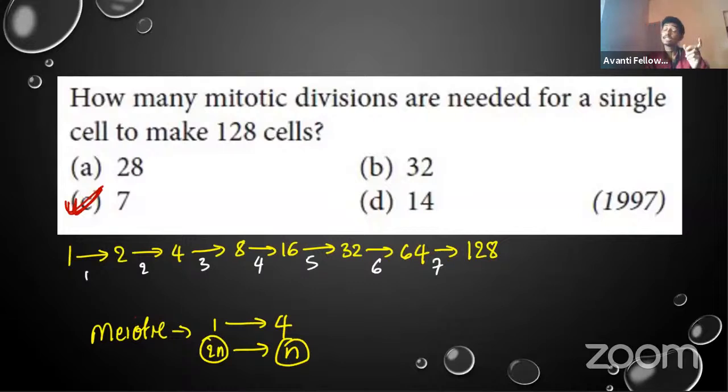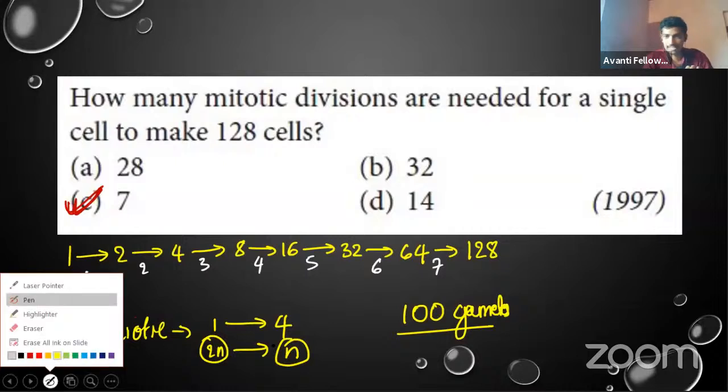But they still ask a question like this. They asked something like, how many meiotic divisions are needed to create 100 gametes? Now probably you guys can answer. Exactly. I'm really happy for you guys.